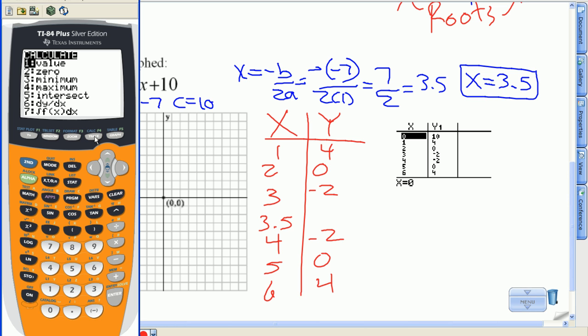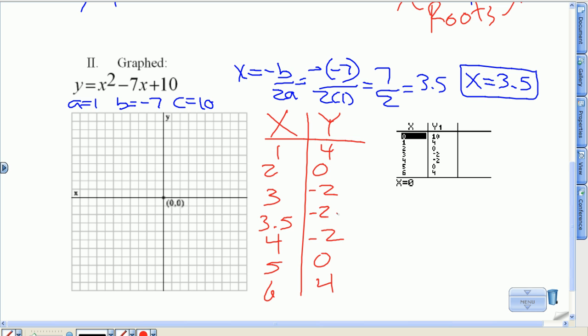The first choice in the list is value. This lets you plug in your own value for x, and it returns to you the y value. So 3.5 goes in for x. Y is equal to negative 2.25. Negative 2.25. Let's graph this thing.